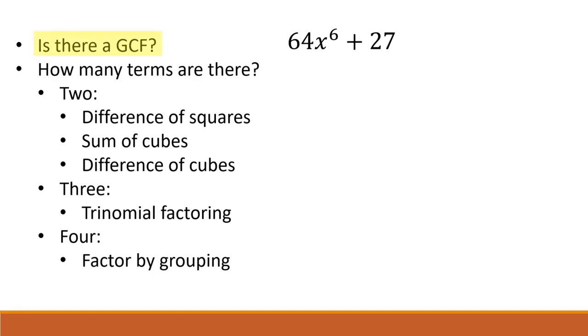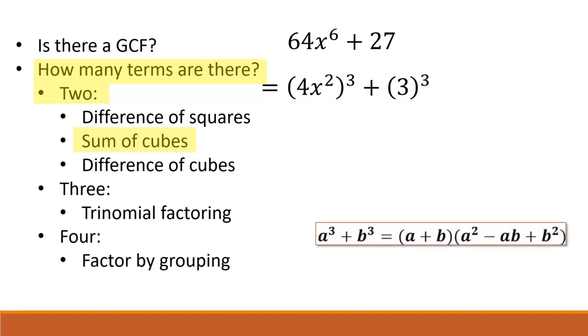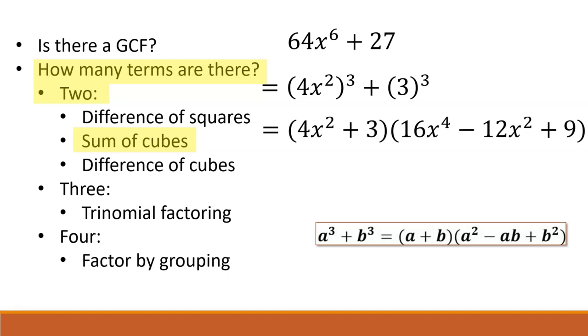So how about 64x to the 6th plus 27? There's no greatest common factor, and we do have two terms. So can we make this fit into one of our factoring formulas? Well, 64x to the 6th is a 4x squared that's been cubed, and 27 is a 3 that's been cubed. So that means we have the sum of cubes. We'll use our factoring formula for the sum of cubes to rewrite this as 4x squared plus 3 times 16x to the 4th minus 12x squared plus 9.